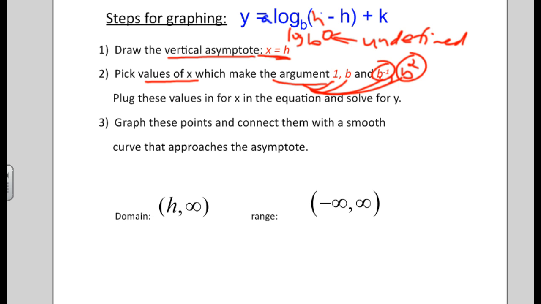Now, in all of these log graphs, your domain will always be from h to infinity, and your range will be from negative infinity to positive infinity. I think that'll be a little bit more clear when we look at the graph. All right, here we go. Let's take a look at an example.